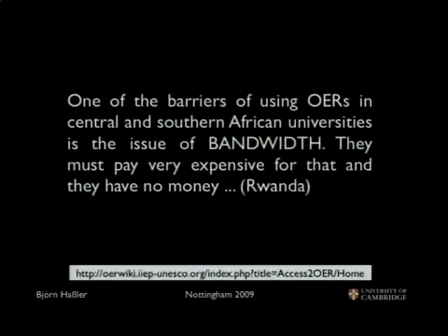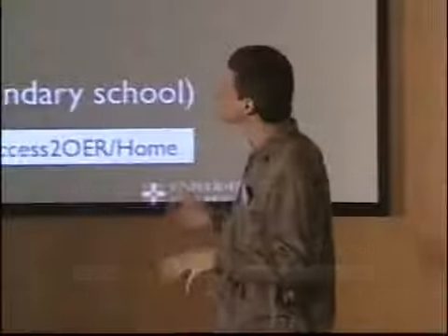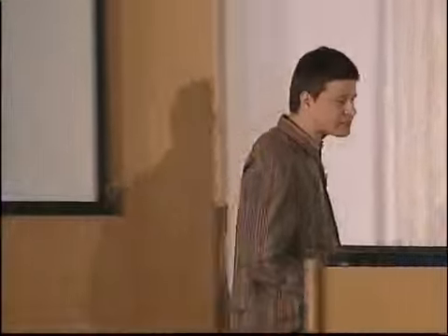So here was somebody from Rwanda saying, one of the barriers of using open educational resources in Central and Southern African universities is the issue of bandwidth. They must pay very expensive for that, and they have no money. Here's another one. Last time we participated on the identification of OER materials, but what we faced was the trouble of having access to internet connectivity. It became extremely expensive, and at the moment some schools cannot even afford to continue to have this connectivity. Now, there were lots of different quotes. You know, I could have shown you the ones from Pakistan or the ones from Mexico, but so there are issues to do with access.